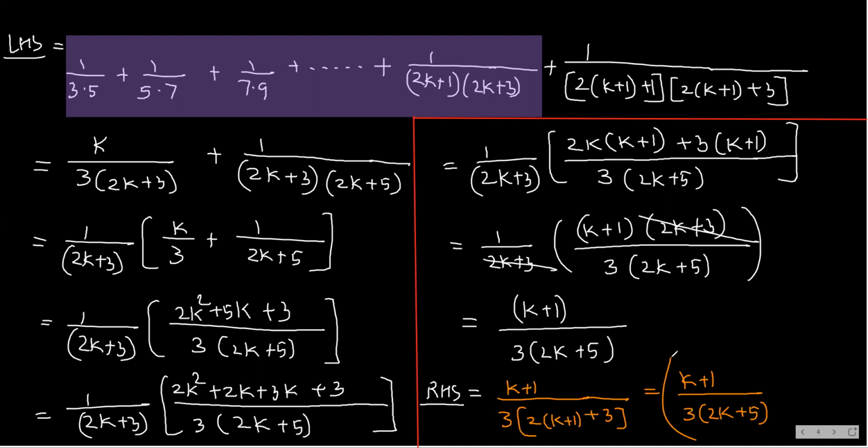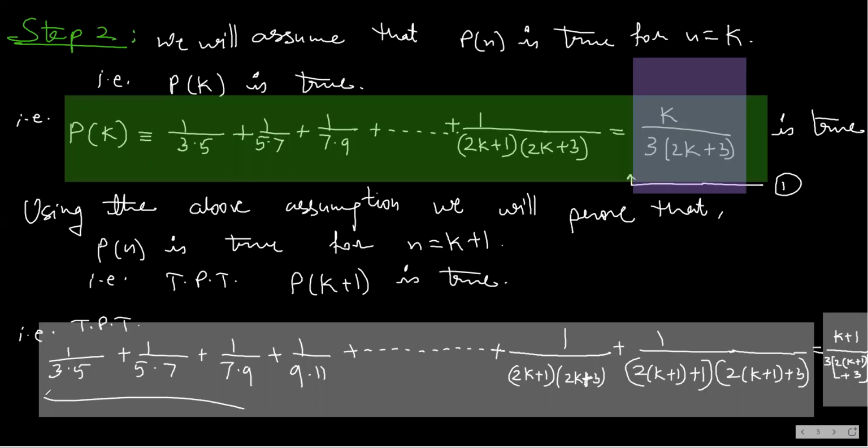See, we are getting RHS same as what we got for LHS. What does that mean? That means that LHS and RHS are equal. So I'll write here, therefore LHS equals RHS. What does that mean? It means we have proved that this equals this. It means we have proved what we set out to prove.